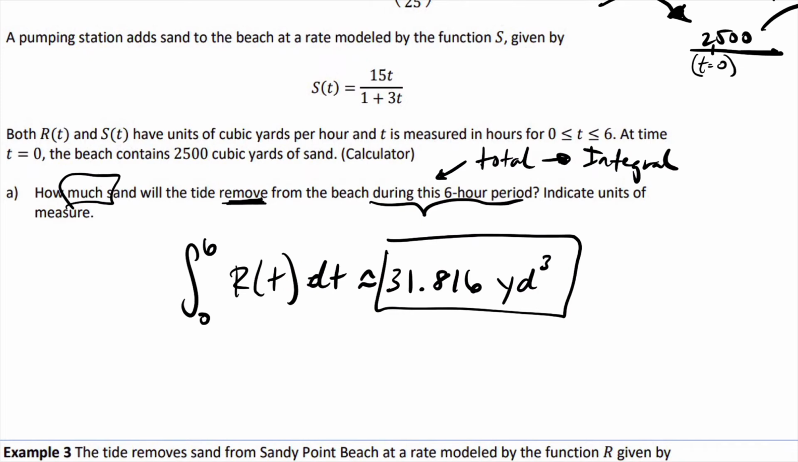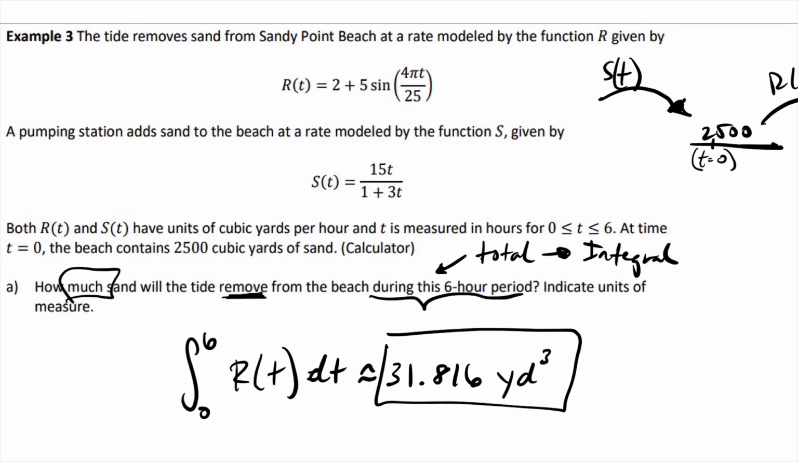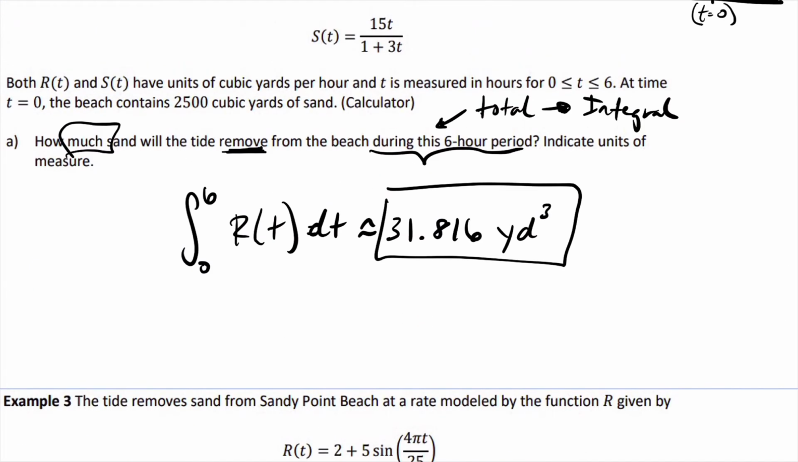Remind me, why did we use an integral for this guy? Because when I see how much sand, I just want to plug in 6 for R. Why did I need an integral for 3A? What was the reasoning behind using an integral instead of just plugging in 6? Total, yeah. Total accumulation. Good. Anytime you want to add up everything that's been going on, that's going to be an integral.